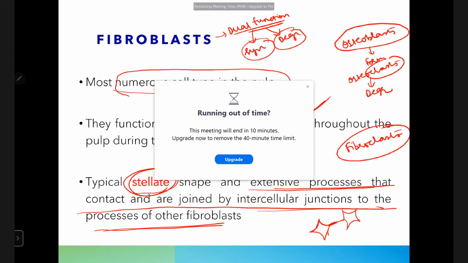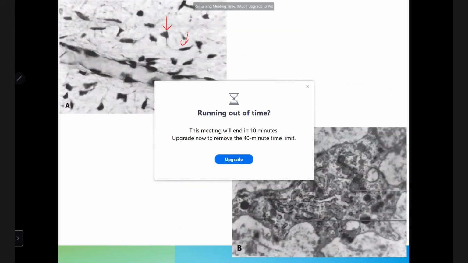Okay, so here you can see these are the fibroblasts. And one more important thing is, this is the electron micrograph picture of fibroblasts. Okay, so the fibroblasts have a lot of organelles like endoplasmic reticulum. They have mitochondria. So this is mitochondria. So this is the endoplasmic reticulum. So these fibroblasts have a lot of organelles like mitochondria, endoplasmic reticulum. They have different other organelles.